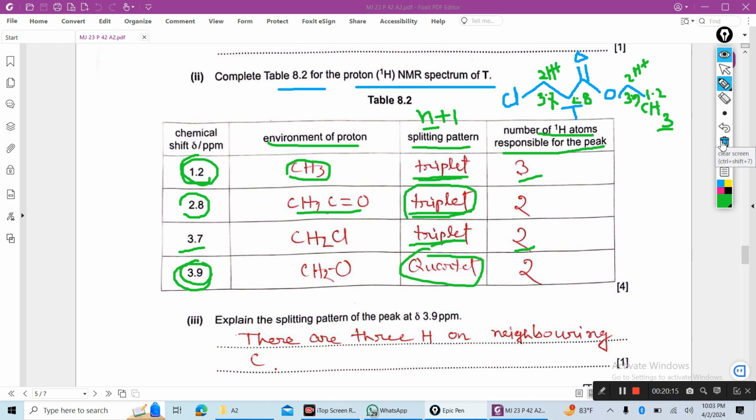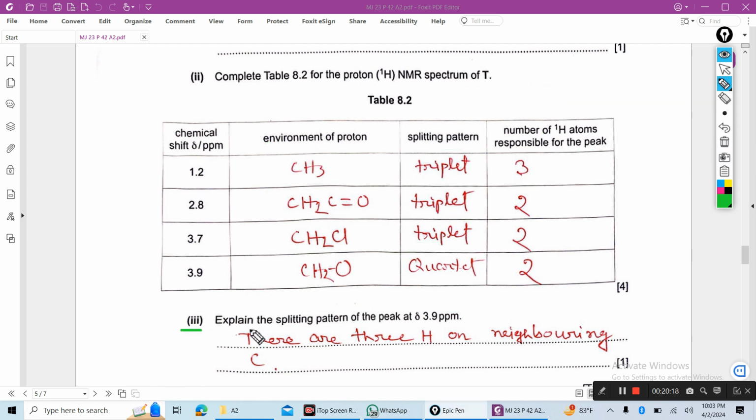Next you are asking, explain the splitting pattern of the peak at 3.9. There are 3 hydrogens on the neighboring carbon, as 3.9 quartet means 4 peaks, so neighboring protons are 3, that's why 3 plus 1, n plus 1 rule. So there are 3 hydrogens on the neighboring carbon, or on the adjacent carbon, you can write.